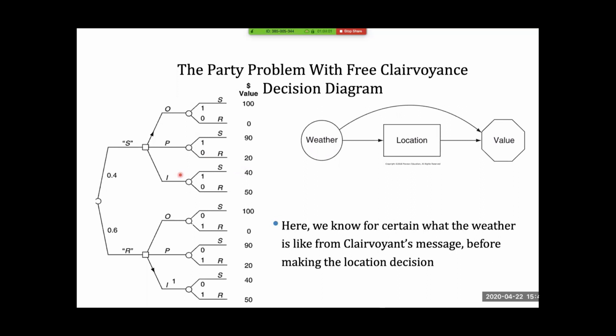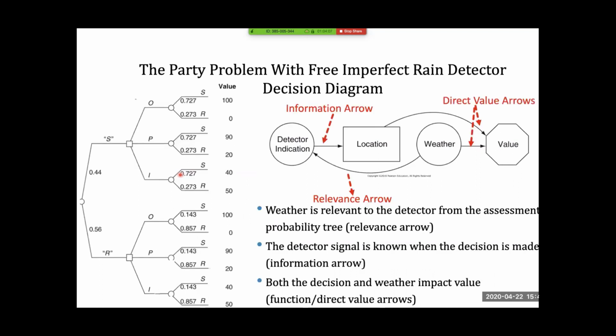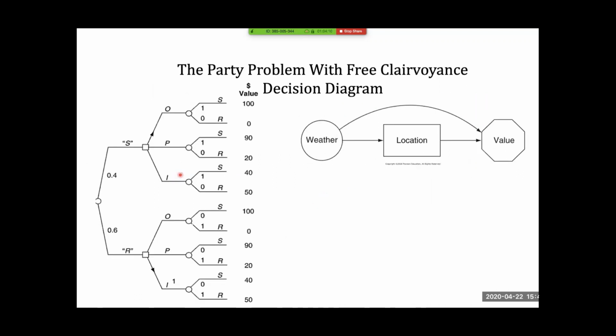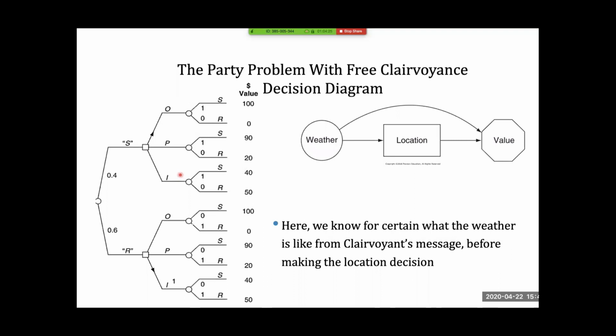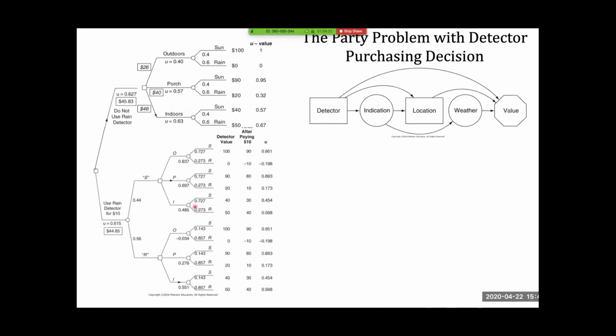The next decision diagram is the most complicated one. This decision diagram and this decision diagram are based on the fact that you do not need to make a decision on whether to purchase the clairvoyant service or the rain detector. However, if you do need to decide on that, then you are facing this decision diagram, right? So before, we were assuming that you do not need to make a decision on whether to buy or not buy the rain detector.